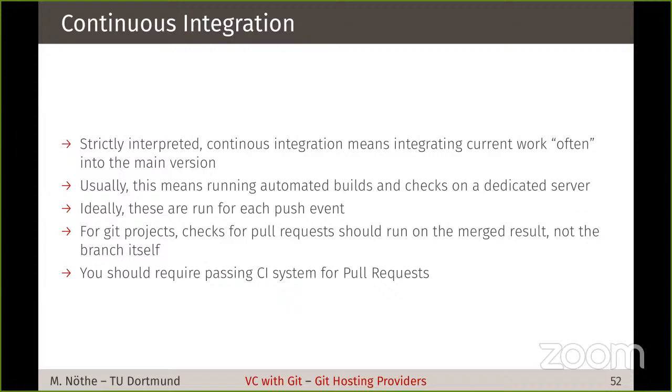So for Git projects especially, these checks on pull requests are not run on the branch itself, but on the merged result. So Git basically tries to merge your pull request into the master in a temporary branch and then runs the checks on it, because you want to know if the checks still work after you merge your pull request. And this is really important, and you should require that the CI system is passing successfully for each of your pull requests.